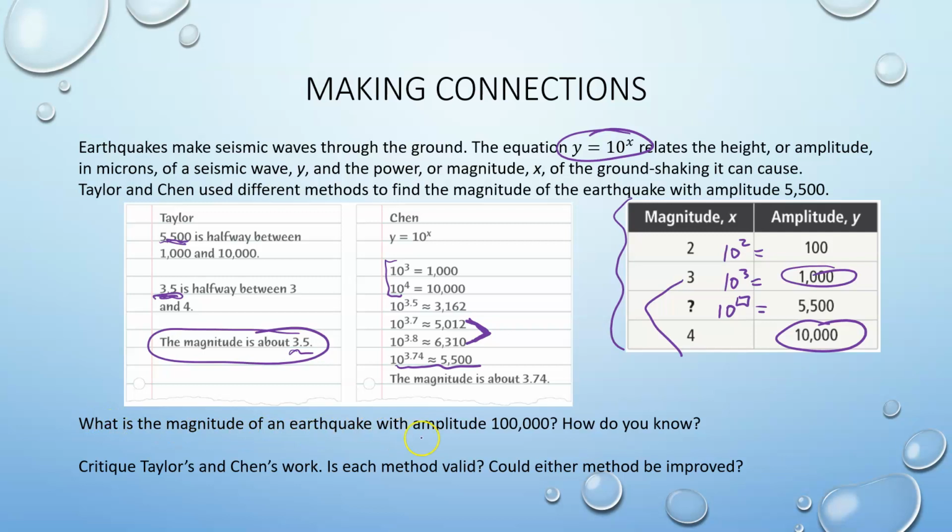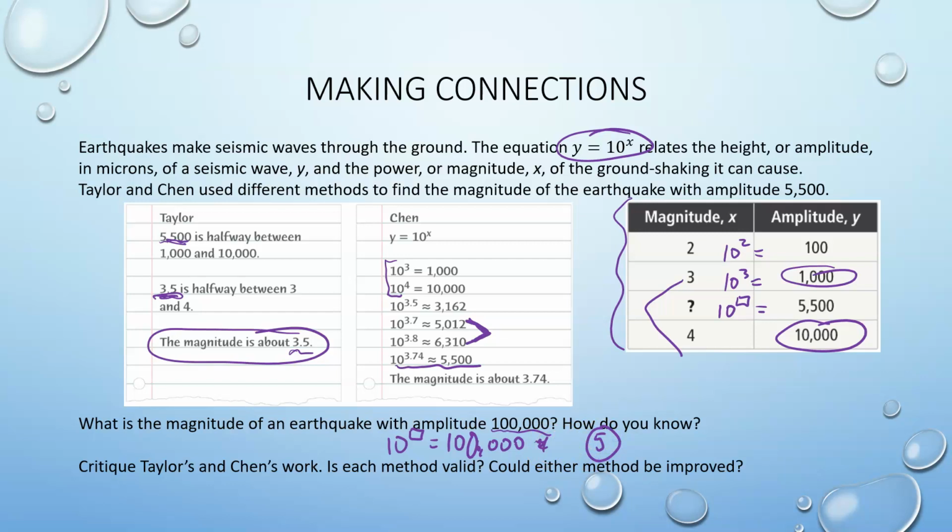It says, what is the magnitude of an earthquake with an amplitude of 100,000? We should have done that first, but remember, then we're saying 10 to what power is 100,000? Which again, because it's a nice, neat number, I can conclude that this would be 5.